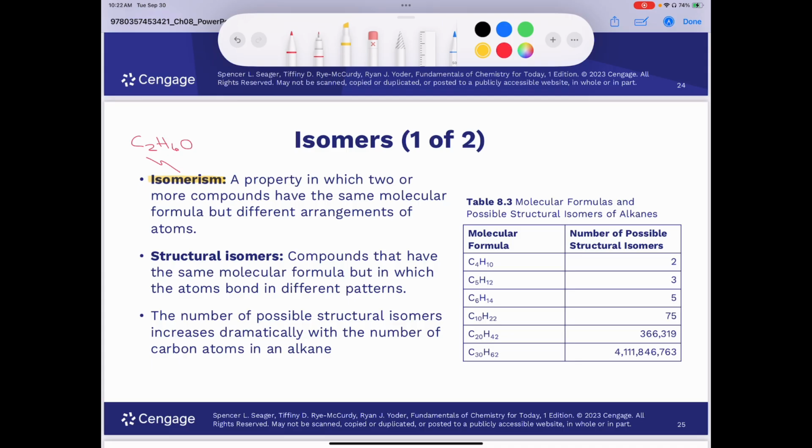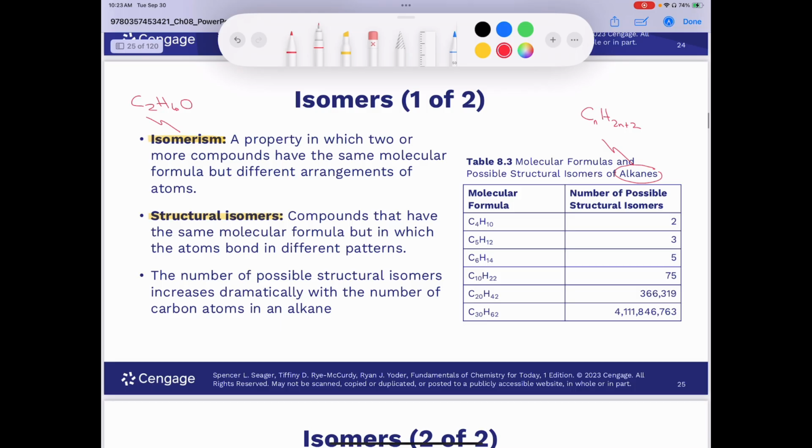To give more detail on that, structural isomers are compounds that have the same molecular formula, but in which the atoms are bound in different patterns. So we have different bonding patterns. The number of possible structural isomers increases dramatically with the number of carbon atoms in an alkane. If you remember, an alkane only consists of carbon and hydrogen, so it's going to have some formula. It's usually CnH2n+2.